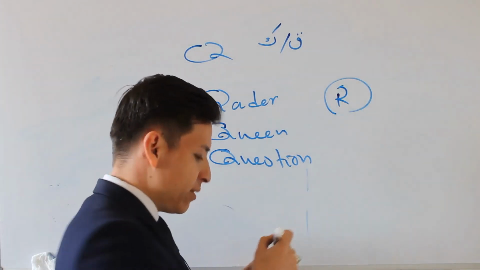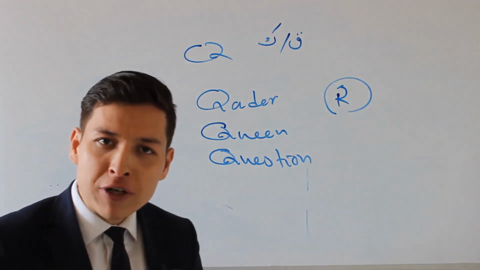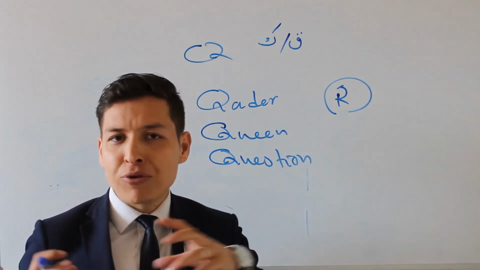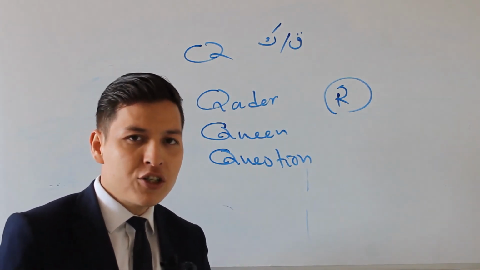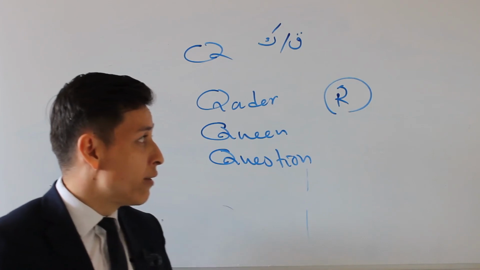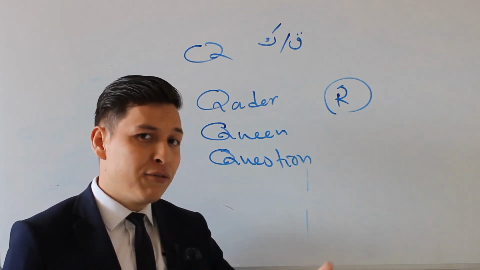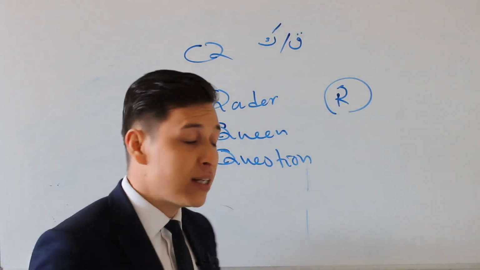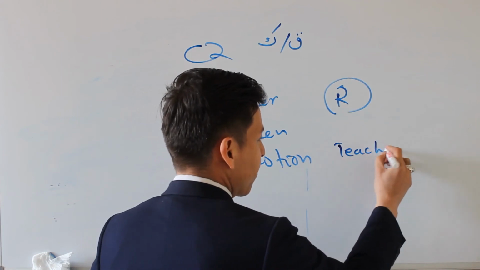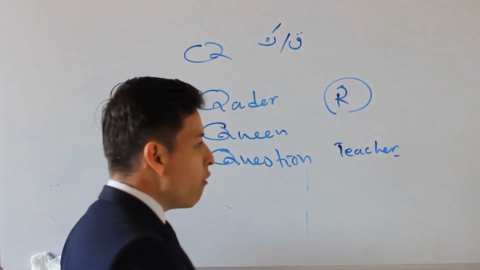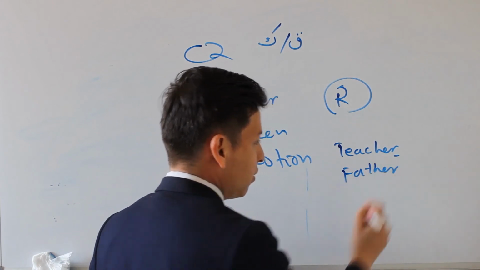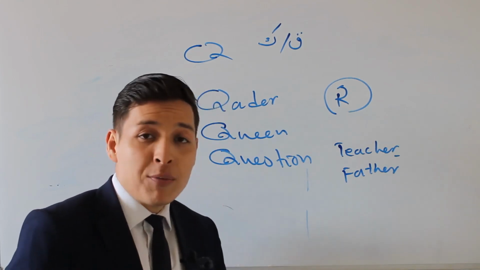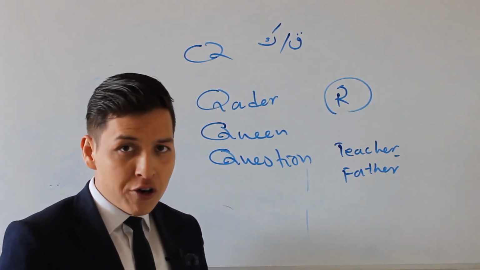Letter R is pronounced with the R sound in American English. There is a difference between the British and American systems. In British English, they don't pronounce the letter R at the end of words. Like teacher, they say teacher without the R. Father, they say father without the R. But in American English, they pronounce the R, like teacher, father.